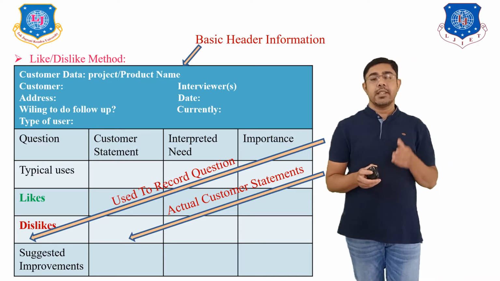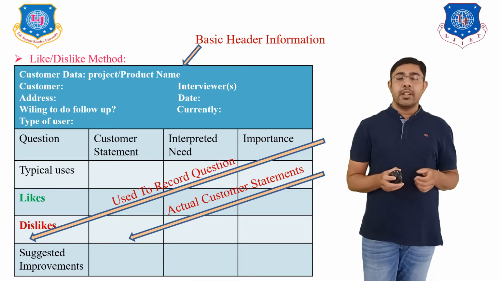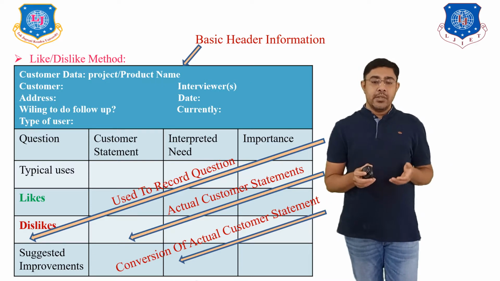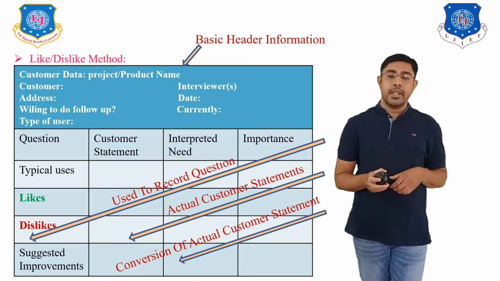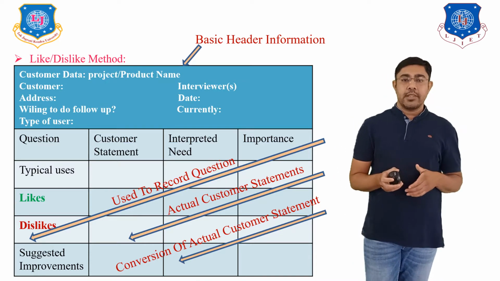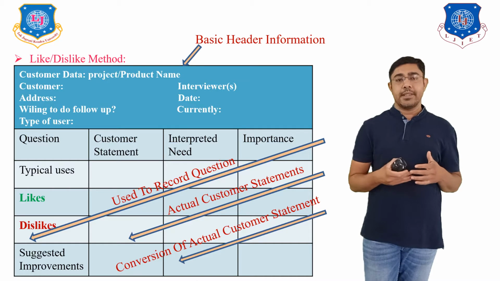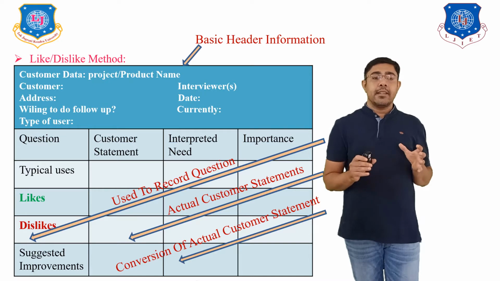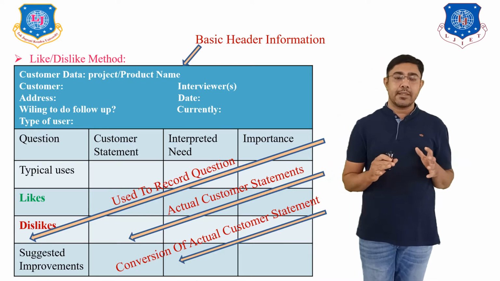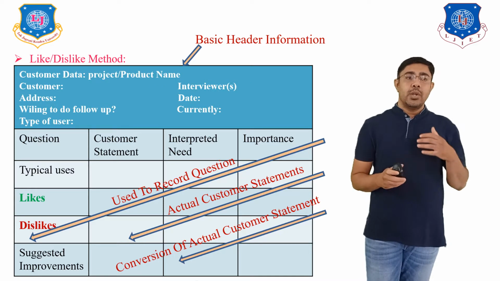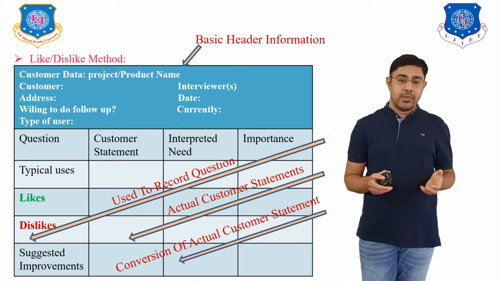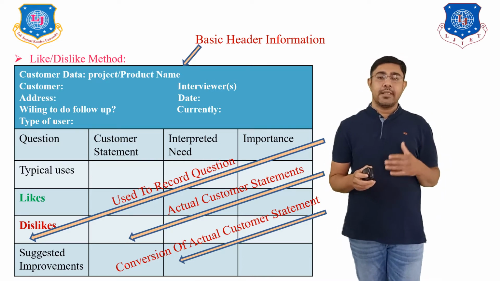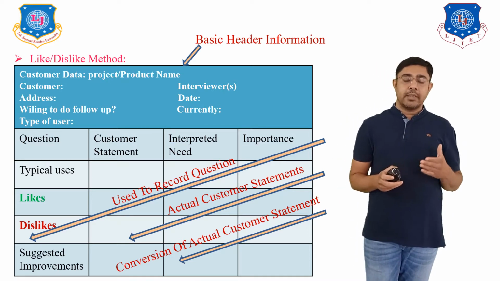The third column is the interpreted need, which is used to convert actual customer statements into needs. The fourth column is the importance, so whatever expressions customers show during the interview have to be mentioned in the last column. This is the basic structure of the like-dislike form, which is used to collect customer data during interviews. In this lecture we learn the like-dislike method by considering a case.